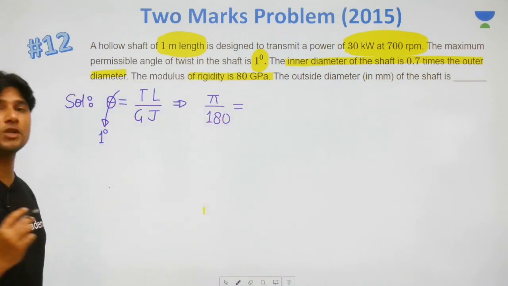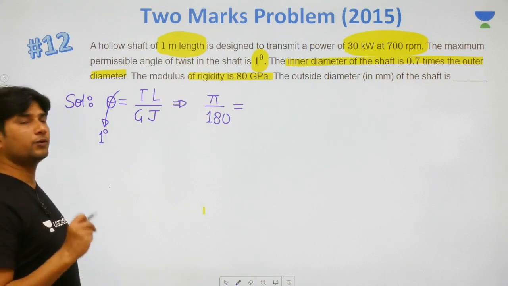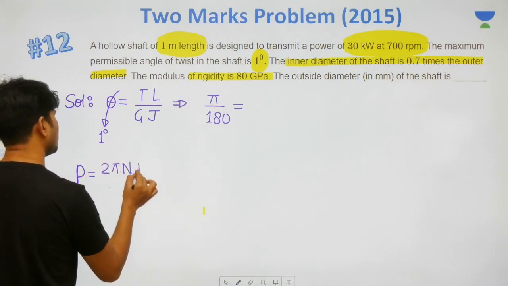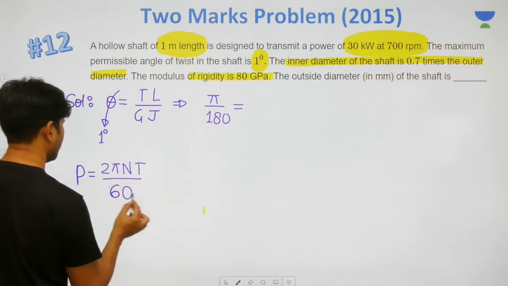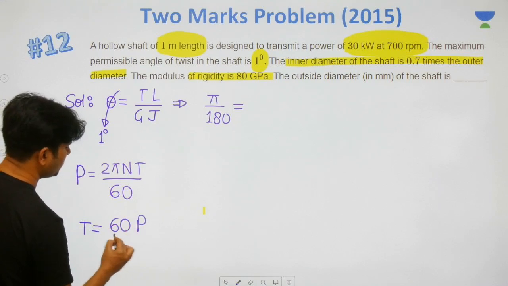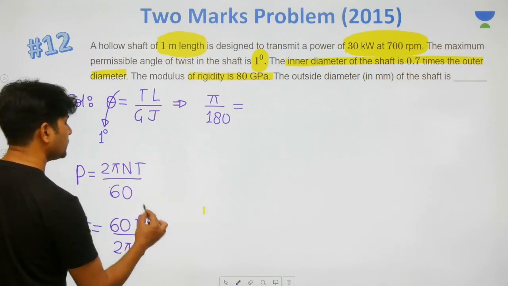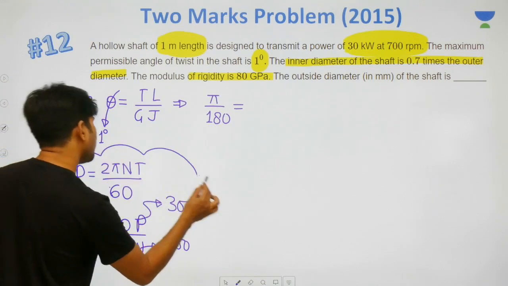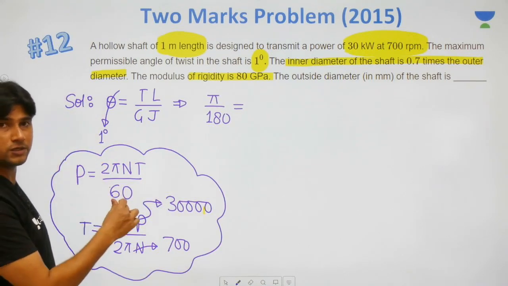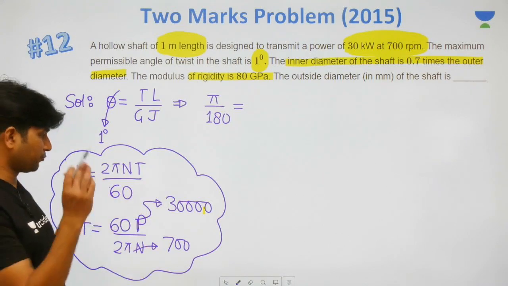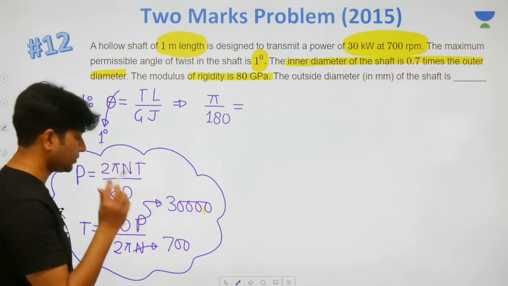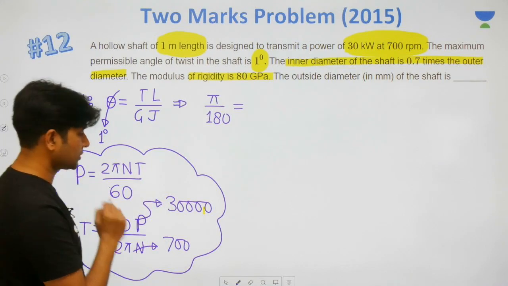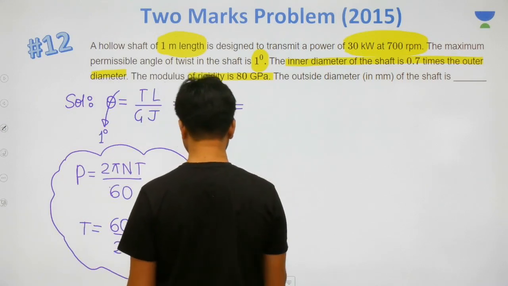T value is not known. Actually, it is known. It is indirectly given to you with power and RPM. So with power and RPM, you can calculate the T value. You know the power formula. From here, you can calculate the torque value. Torque value is going to be 60 P by 2 pi N. And power is given to you as 30,000 watts. RPM is given to you as 700. Guys, please remember this. And also remember that using this formula, whenever you calculate the torque, you'll get the torque value in Newton meter.